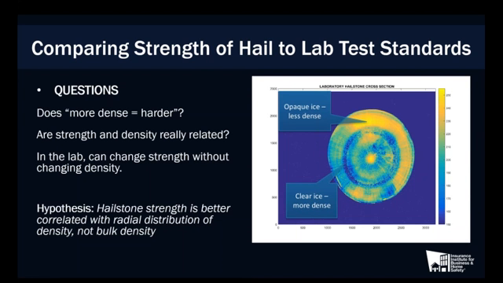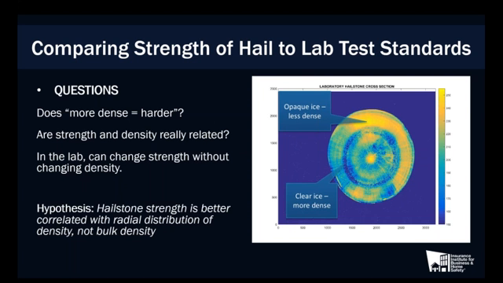Some of the questions we have, you hear this a lot, does more dense equal harder? Well, that's a question we really don't know right now. We're going to use the 3D scanner this year to try to answer that, where we get a very accurate density. We can do a strength test and look at that relationship. Are they really related? What is going on? In the lab, we found that we can actually change the strength without changing the density at all. So very, very interesting find there, but does that relate to natural hailstones?